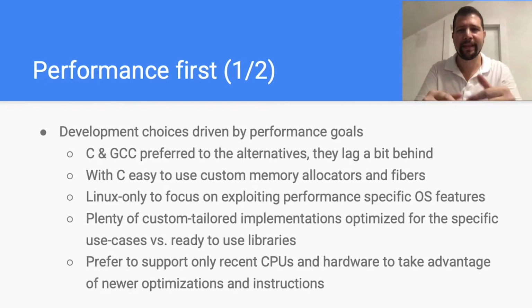Performance first means that development is driven by performance goals. C and GCC have been chosen as the alternatives lag a bit behind in terms of performances and optimizations carried out by the compiler. With C, it's easier to have control over custom memory allocators and to use fibers. I've also preferred to develop a number of tailored implementations optimized for the use case at hand instead of ready-to-use libraries. And also, I prefer to focus on the most recent CPUs and hardware instead of having a wide support.